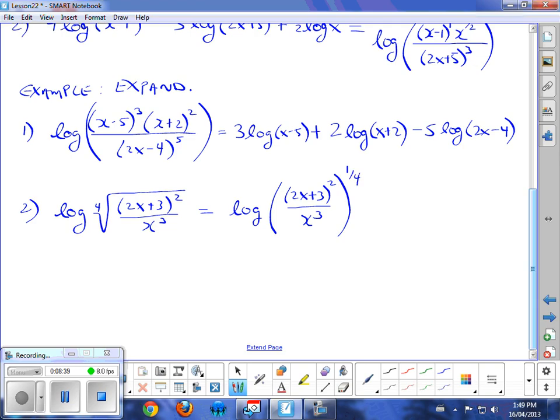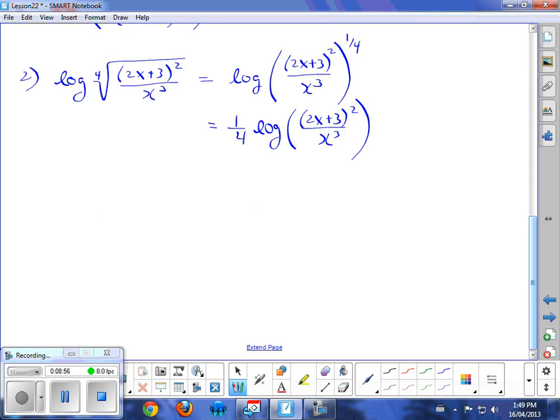And now you can go a couple of ways with this. If you're going to look at it a different way, you can easily expand it out your way, and you should get the exact same answer. X cubed, so that 1/4 goes out in front. When you do the expansion, the whole thing will be multiplied by 1/4. So you end up with 2 log of 2x plus 3 minus 3 log of x, and you distribute that 1/4 inside the brackets there.